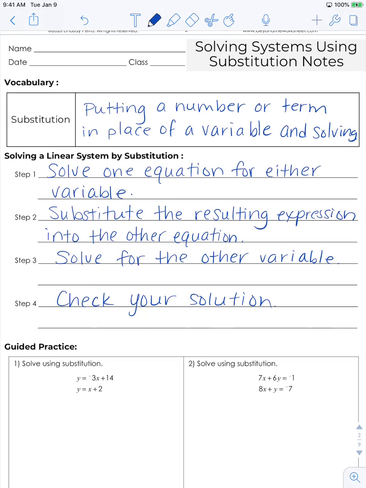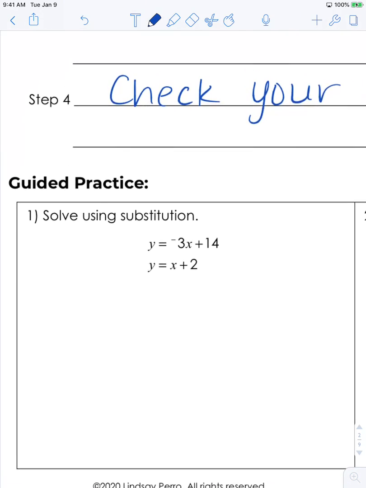The steps for solving by substitution are to first solve one equation for either variable, it doesn't matter. Step 2 is to substitute the resulting expression into the other equation. So if you solved for y, then you'll substitute your expression into the next equation in place of y. And then solve for the other variable, and then of course check your solution. So let's come down here for these examples.